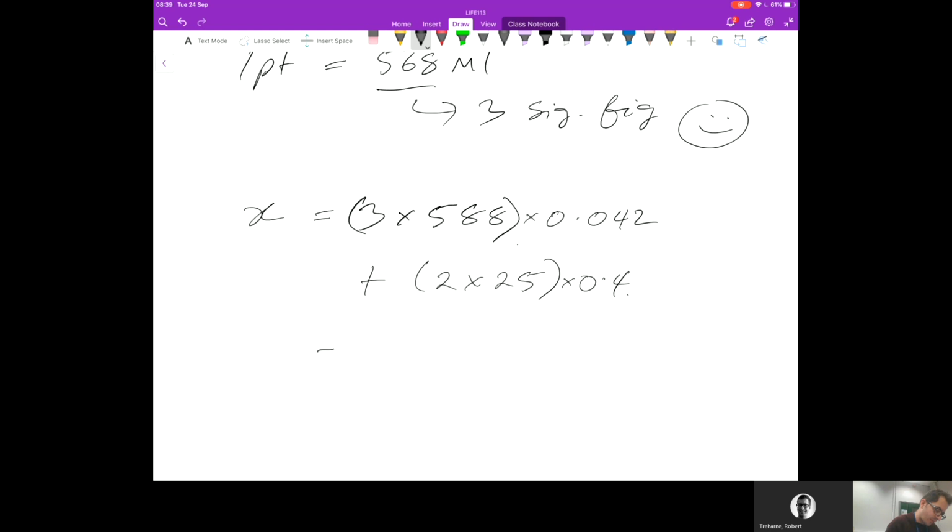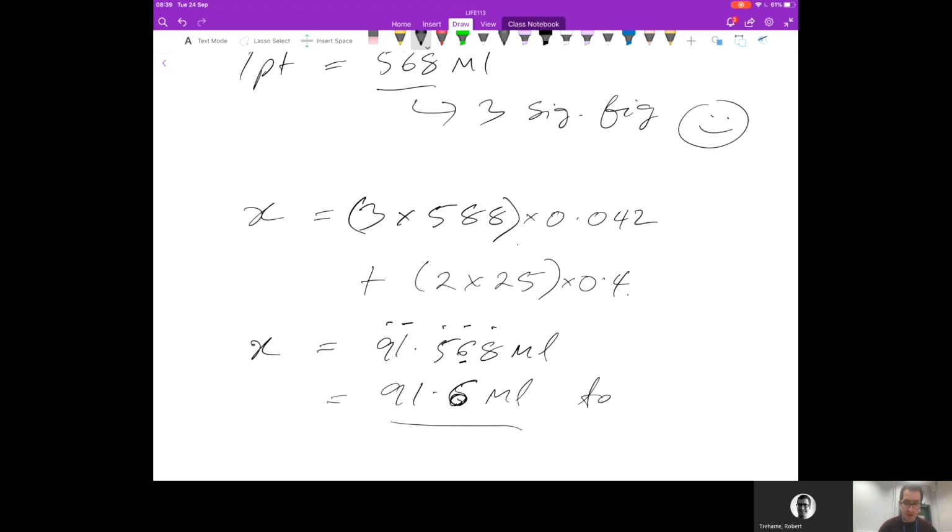Now, if you do that calculation, you will get a value for X of 91.568 milliliters, which I did on my calculator earlier. How many significant figures? 1, 2, 3, 4, 5. I've asked you to express it in 3, so it's 91.5. I'm going to round up because of the 6 here, so this is actually going to be a 6. 91.6 milliliters. That's how much alcohol he drank, to 3 significant figures. That was the first part of the question.